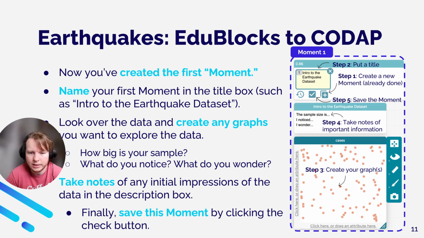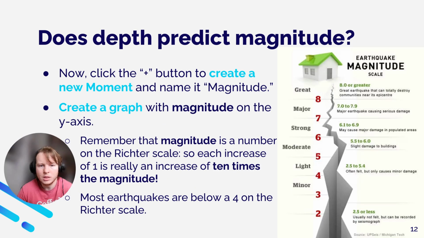They can look over the data and create any graphs they want. They should take some notes in the description box and save this moment by pressing the check button. Anytime we create a new moment, we should save it once we're ready by clicking the check button. So what we'll do now is click the plus button to create a new moment, and we'll call this magnitude. We're going to create a graph with just magnitude on the y-axis, nothing else here.